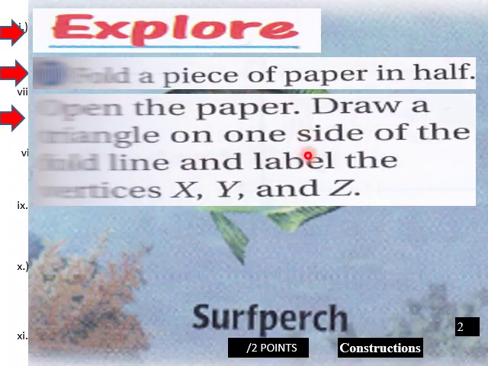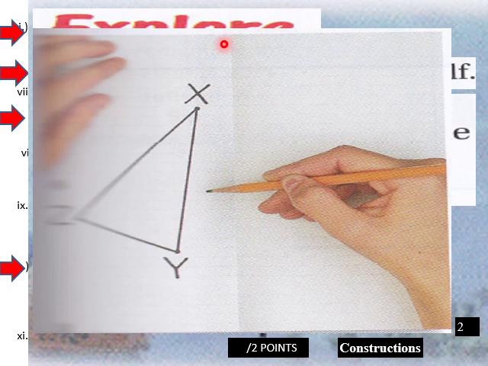Fold a piece of paper in half, open the paper, draw a triangle on one side of the fold line, and label the vertices X, Y, and Z. So we have a fold here. Here's your fold right here. And then just draw this triangle here with X, Y, and Z vertices.